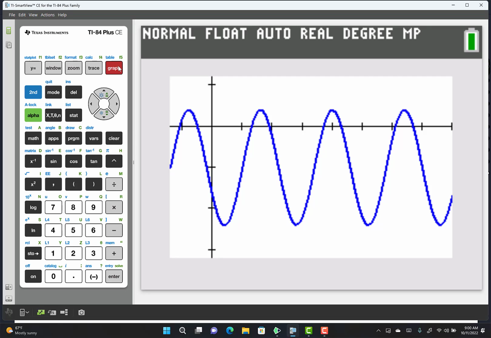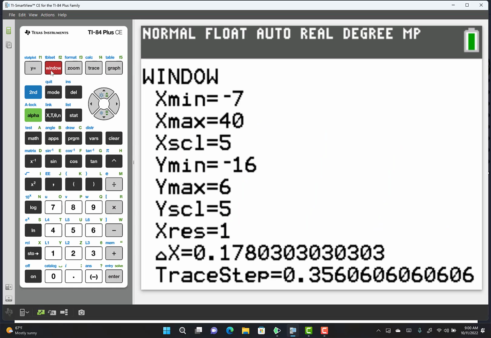Do you have a graph that looks something like this? Okay, where are you at? Yeah, try it out, guys. Try it out.